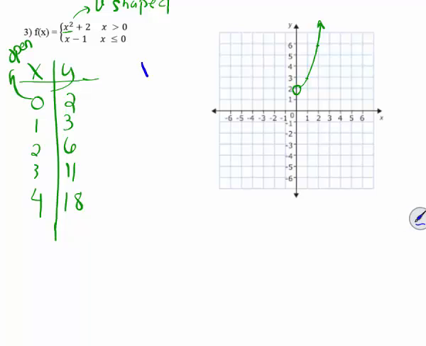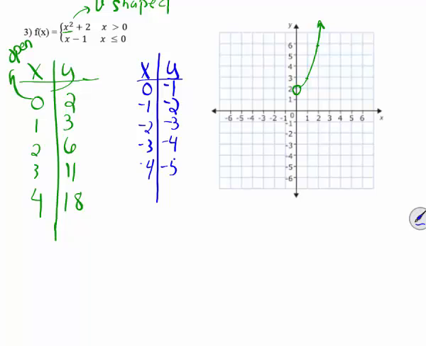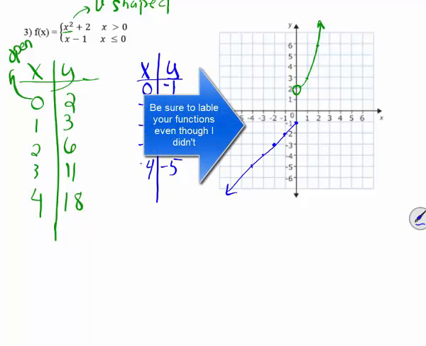Over here, we're going to have x, y. This time it's going to be a closed circle, and we have to be less than 0. So 0, negative 1, negative 2, negative 3, negative 4. I'm really going the wrong way, but that's okay. So 0 minus 1 is negative 1. Negative 1 minus 1 is negative 2, negative 3, negative 4, negative 5. So we're going to have a closed circle, 0, negative 1, and then we're going down. And again, you should label yours.